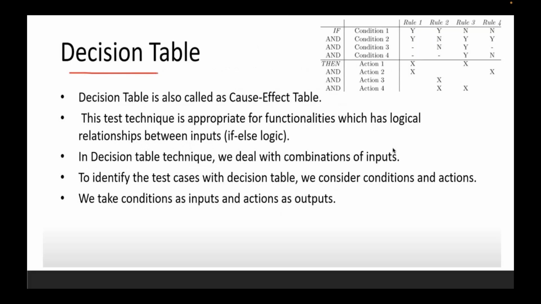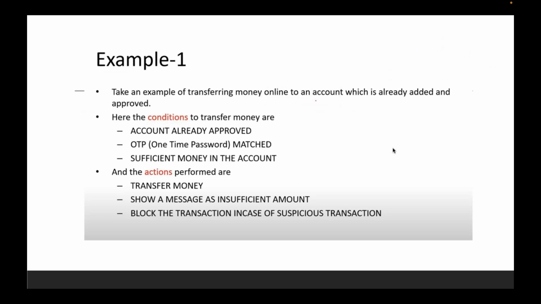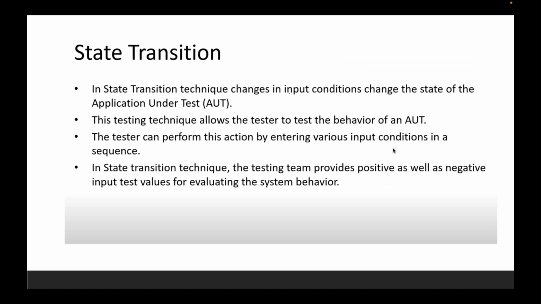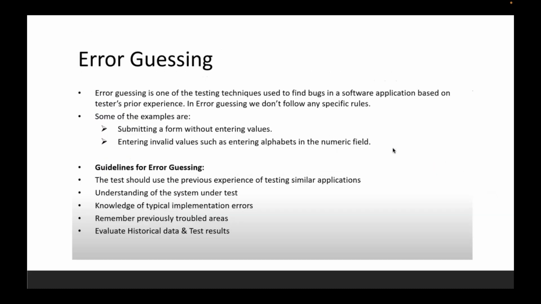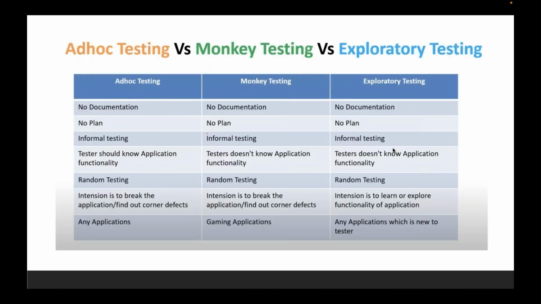Then coming to the decision table, you also have an example for all those decision tables. And then we'll see the state transition technique. These are techniques, guys. Decision table and state transition are also techniques that you need to follow. So we have a few examples for them. Then coming to error guessing. If somebody has a lot of experience in the same domain, they can look at some issues and immediately have a guess on the error. So that's called error guessing.